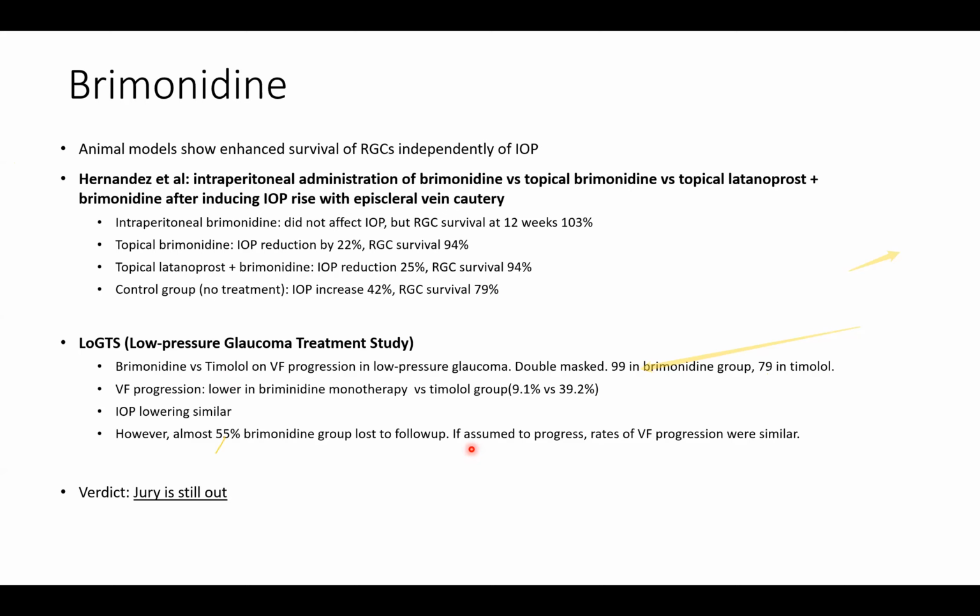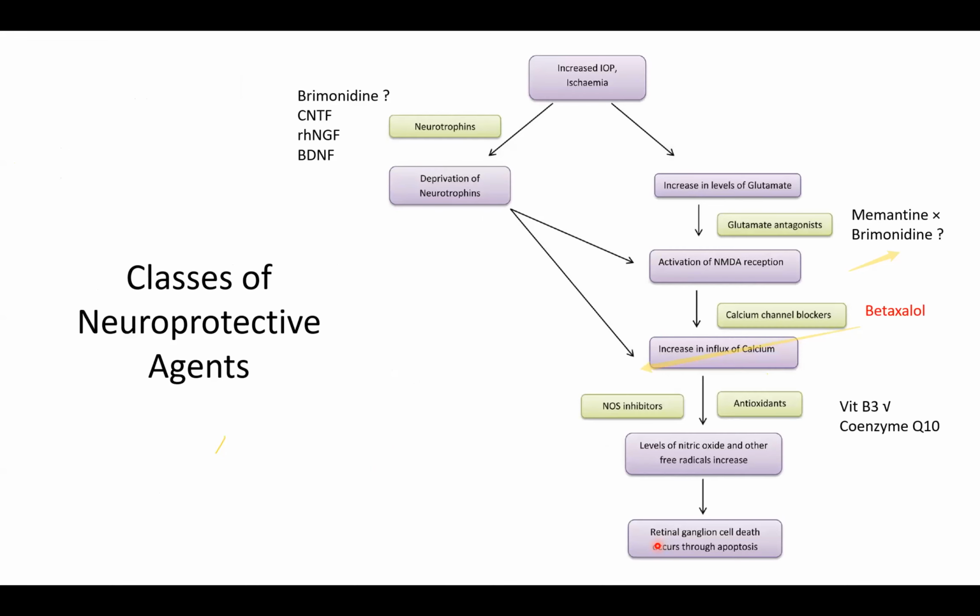So if we assume that this group stopped their medication and progressed, the rates of final visual field progression would actually be similar. So in terms of brimonidine, the jury is still out. There's not many great studies that I could find looking at its neuroprotective effects. So it still remains to be investigated.